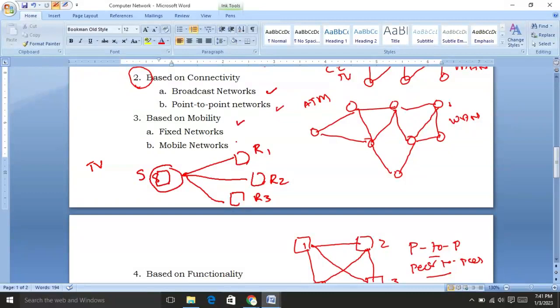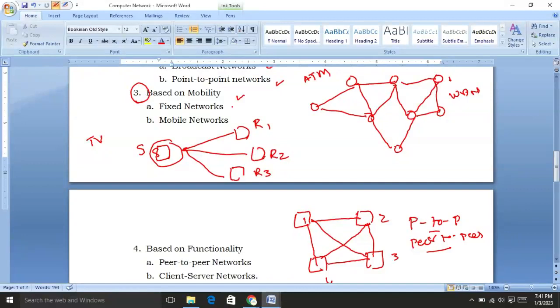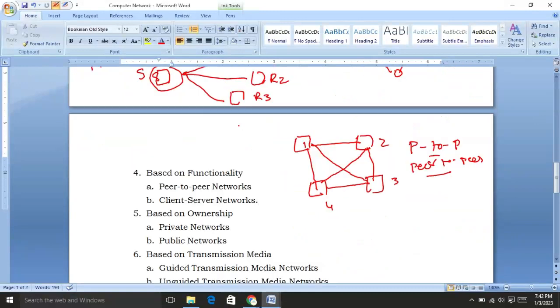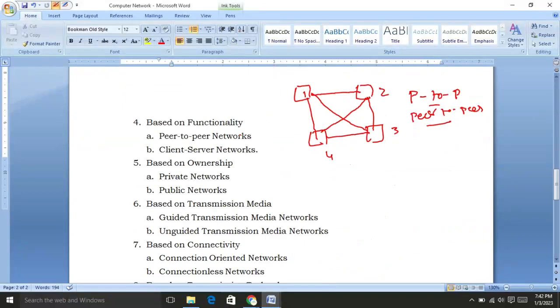The next parameter I am going to consider is mobility: fixed networks and mobile networks. We know that fixed networks means, for example, landline phones, a simple example, or our DTH boxes, TV channel boxes. The mobile networks are our cellular phones and walkie talkies, which may be wireless. So these are the mobile networks.